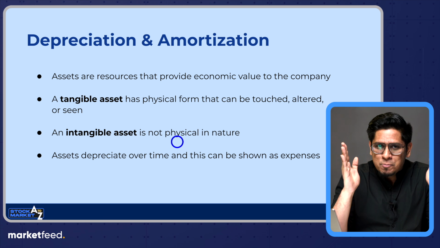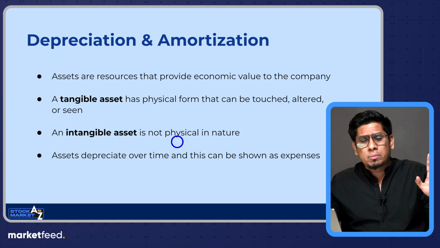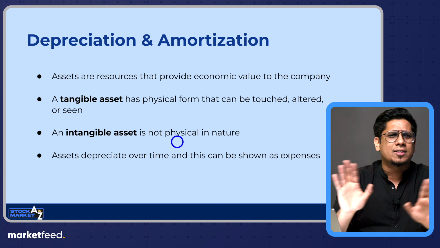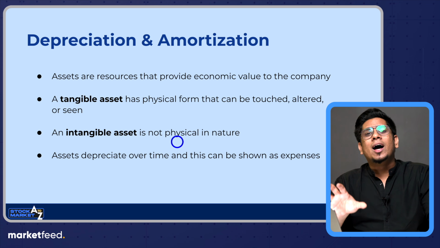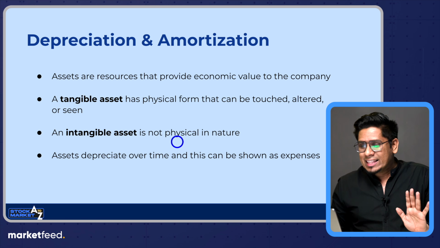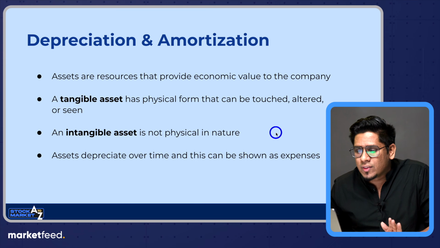So, depreciation is mostly used when it is a tangible asset. The same concept, if you apply it on an intangible asset, is called amortization. That's it. No other difference. So, depreciation is for a tangible asset, amortization is for an intangible asset. Cool? I hope you understand that. Then we have clearly covered the expenses part. Let's move ahead to the next part.